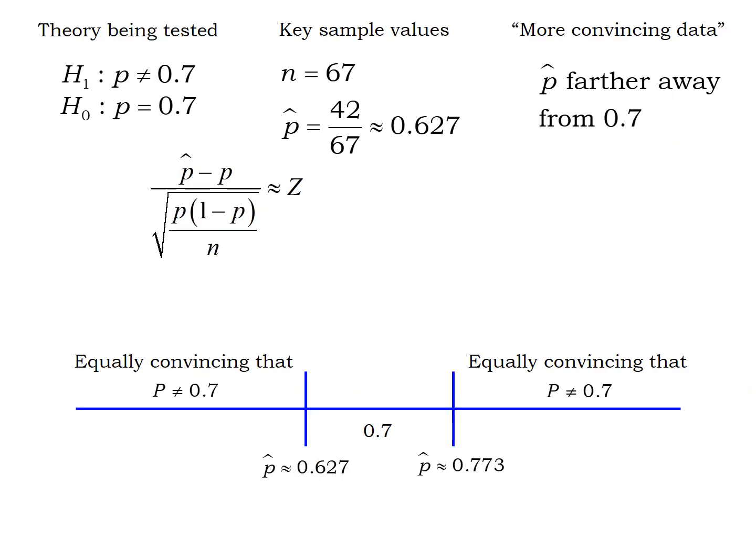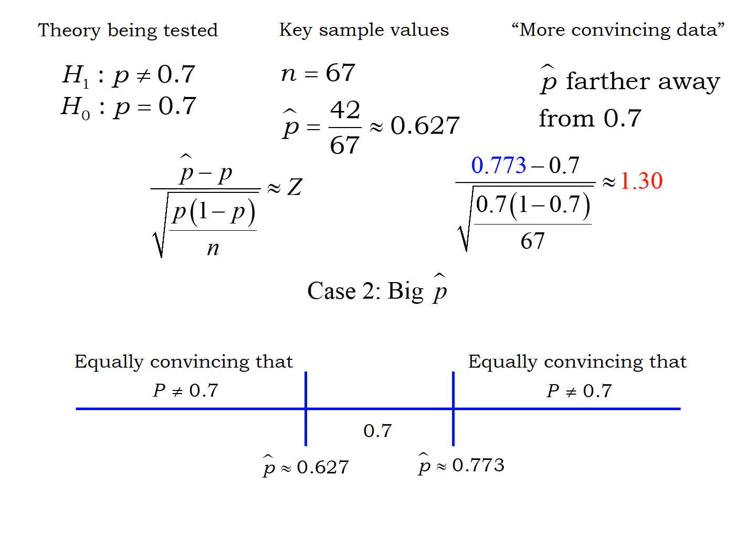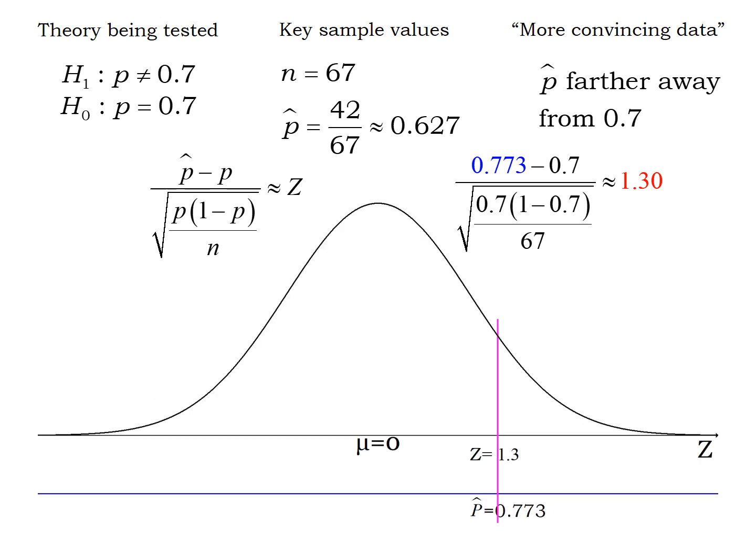So again, we've just done the left tail, the p hat small case. If p hat was big, like 0.773, then we would get a z-score of 1.3. And again, not surprising because 0.773 and 0.627 are the exact same distance from 0.7. And so with the z-score equation, we have symmetry in the graph. We end up exactly at plus and minus 1.3 with those two cases. So if we had a p hat that was equally convincing but too high, then we'd have a z-score of 1.3. But what would happen with larger p hats?